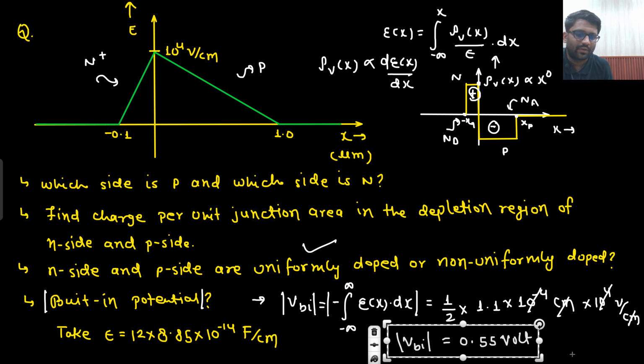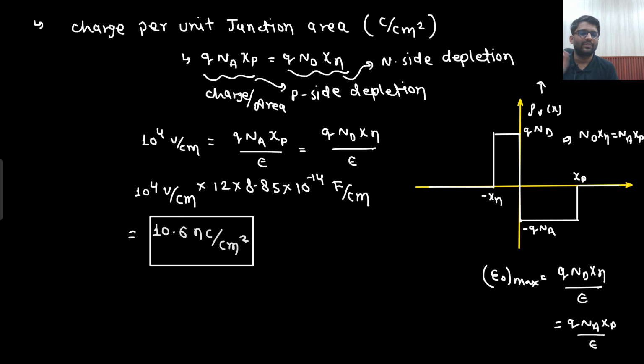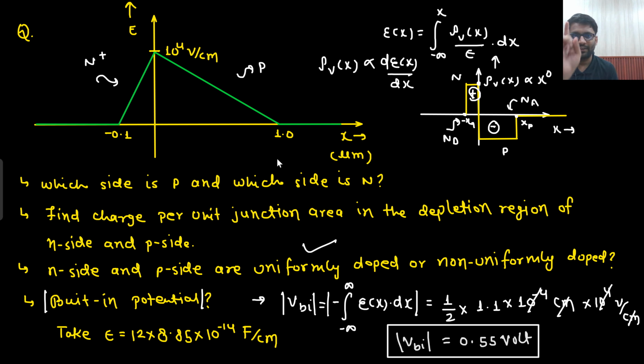Okay, very straightforward thing. So it was uniformly doped, built-in potential I can find out, E naught max is given, from here I can find out the charge density as well, all the plots I can find out, only one plot I require. If I get one plot, all other plots I can make, right?